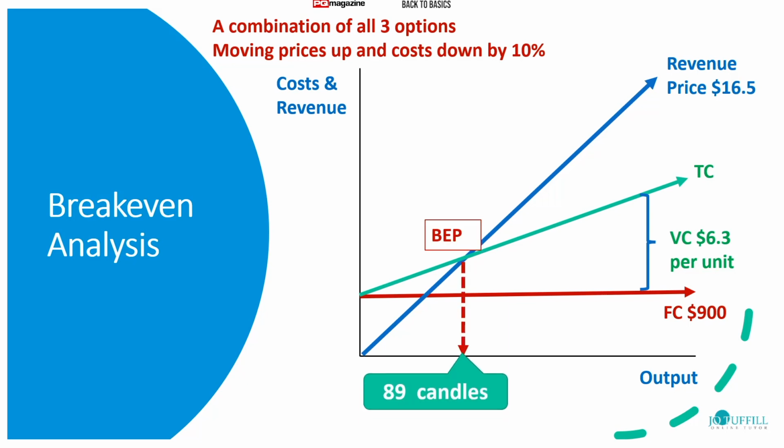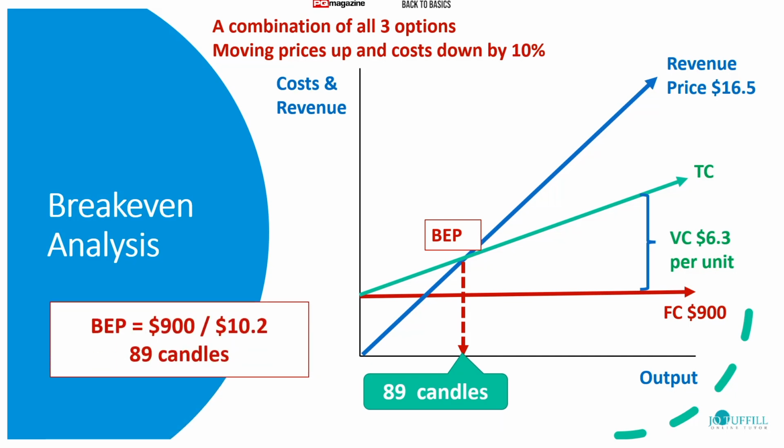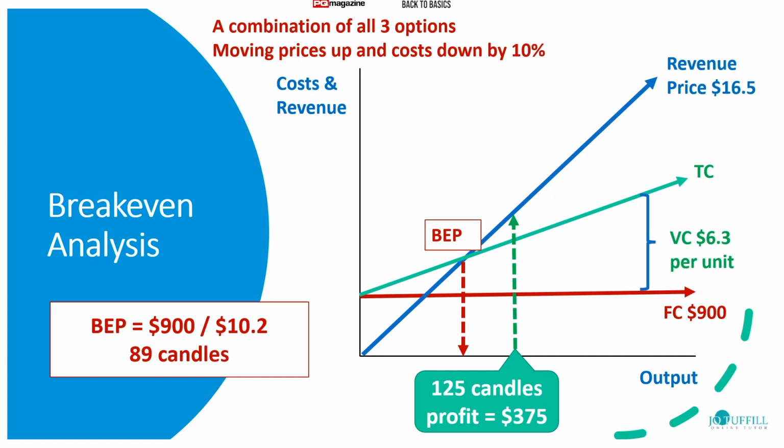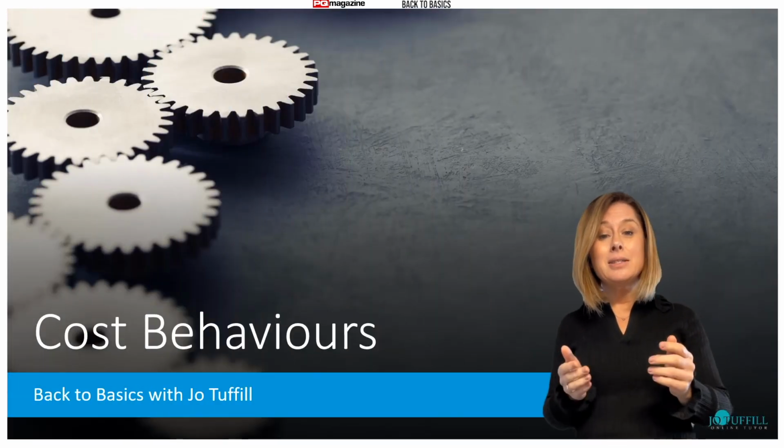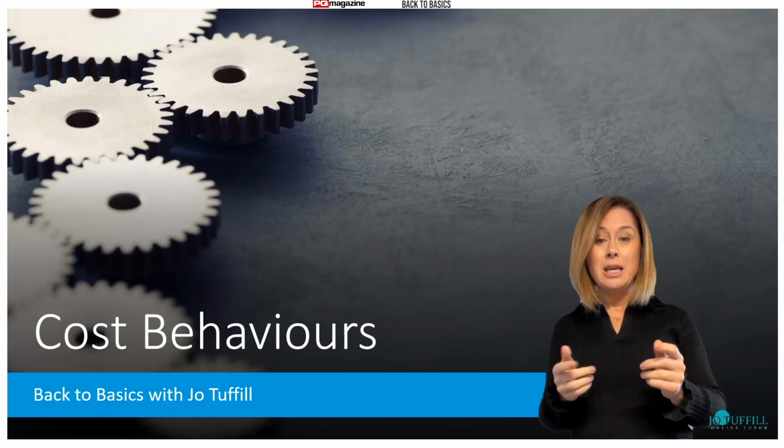And this is 89 candles, which we get from taking the fixed cost now of 900 divided by the contribution per unit of $10.20, which is the $16.50 price minus the $6.30 variable cost. So overall we're now at 89 candles to break even. Therefore you can advise Clara, if she's able to sell 125 candles a month, she'll be able to make a profit of $375 a month.